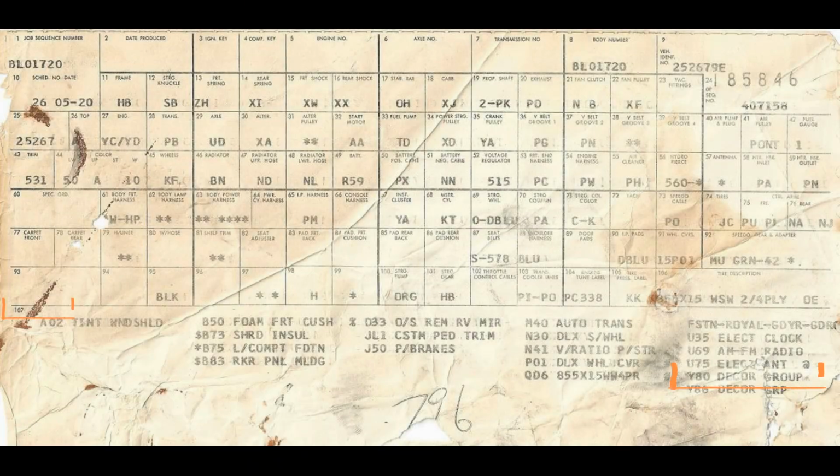In field 107 of the build sheet, code Y80 is described as a decode group. No further information can be found on what is included in this group. It may have been a basic group used for scheduling purposes.